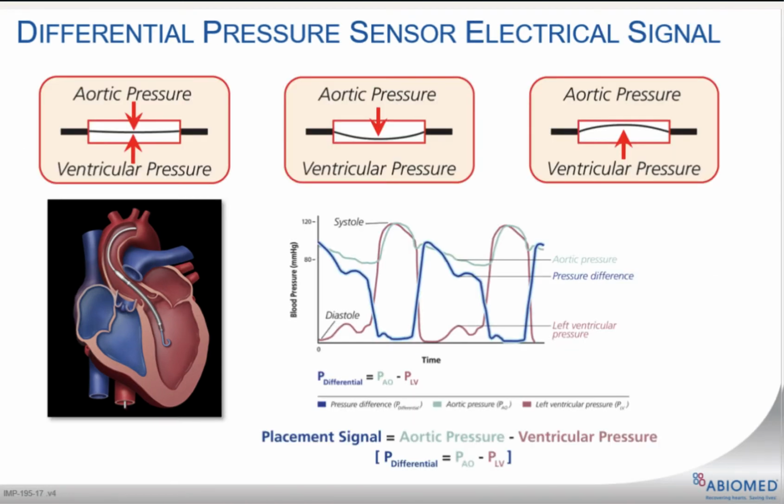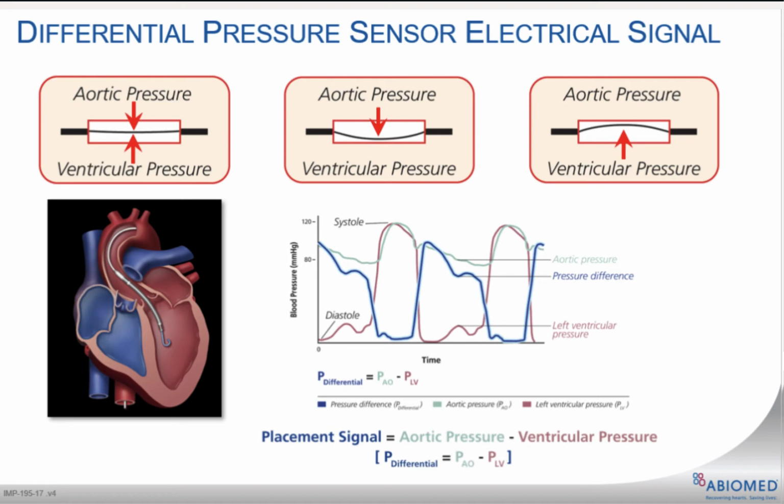The pressure sensor membrane flexes when the pressure on one side is different from the pressure on the other side. In doing so, it generates an electrical signal proportional to how much the membrane is flexed. As you can see on the graph, left ventricular pressure varies from 0 millimeters of mercury during diastole to 120 millimeters of mercury when the heart contracts in systole. Aortic pressure peaks in the same manner during systole, but does not drop as low during diastole.